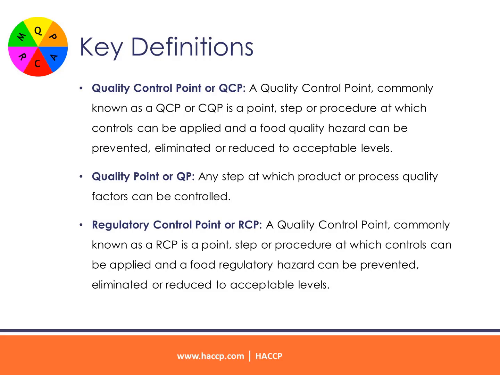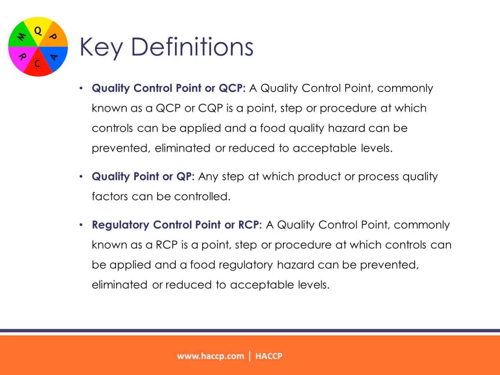Quality Control Point or QCP, also known as CQP, is a point, step or procedure at which controls can be applied and a food quality hazard can be prevented, eliminated or reduced to acceptable levels. Quality Point or QP: any step at which product or process quality factors can be controlled.